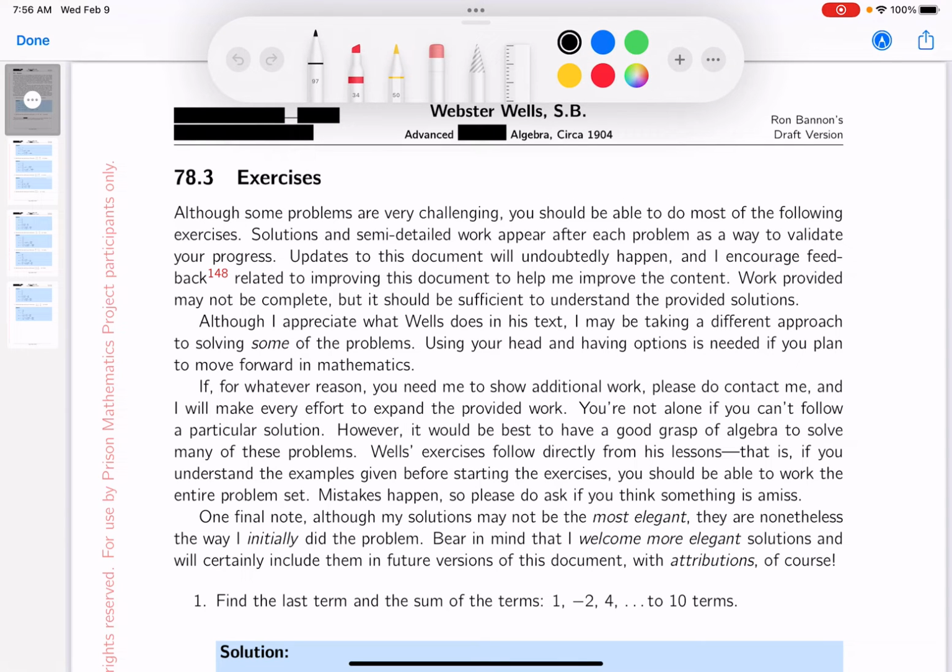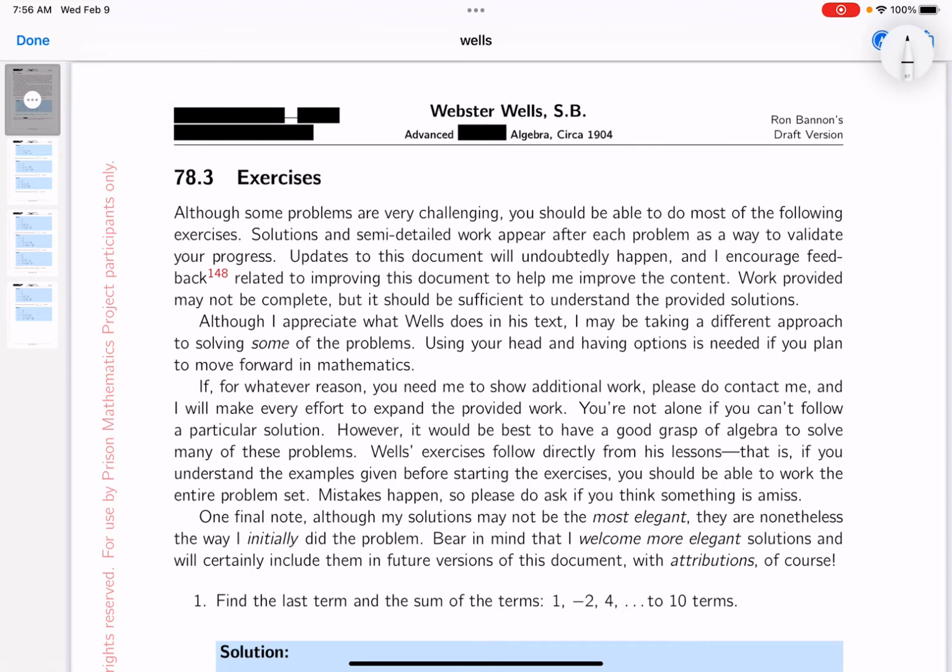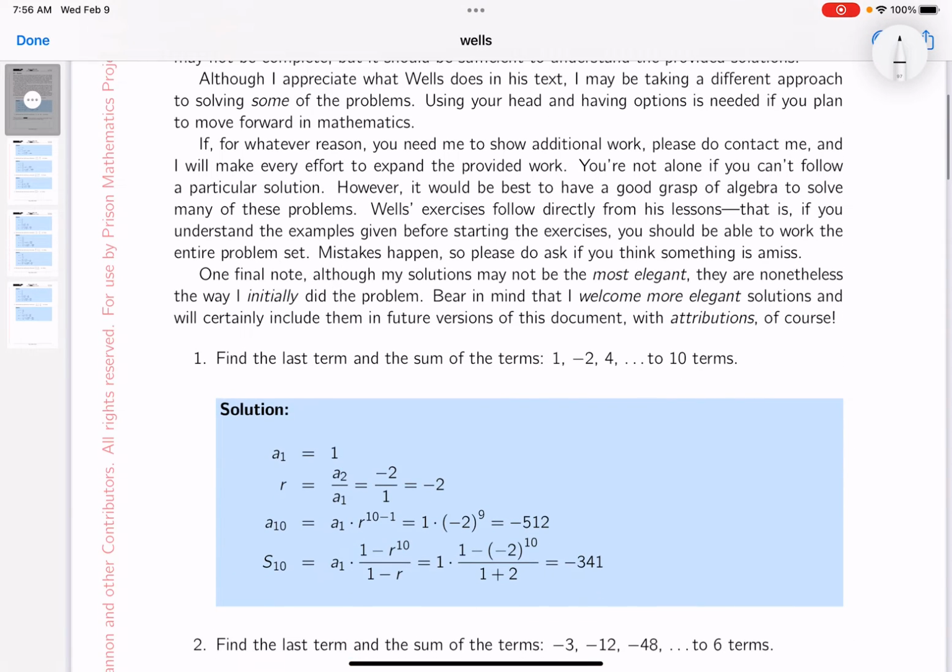Okay, we're in exercise 78 now, and starting with problem number one. Find the last term and the sum of the terms. One of the things you certainly notice from the geometric section, but let's say you didn't, I would look at these things and try to determine what it is. Looking at it, let me just write this down for you.